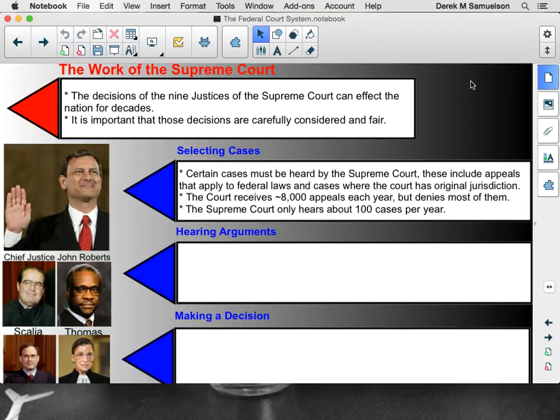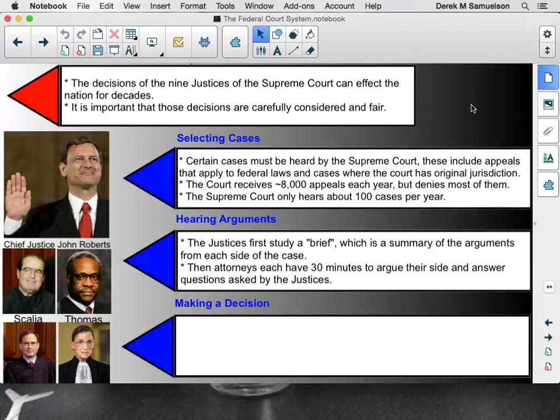The United States Supreme Court is not going to hear 8,000. They hear about 100 cases per year. That's a typical caseload for the United States Supreme Court. 100 cases out of those 8,000. The rest, they simply say, do you know what? Whatever the appeals court said, that's going to be the answer. Too bad, so sad. That's how it is.